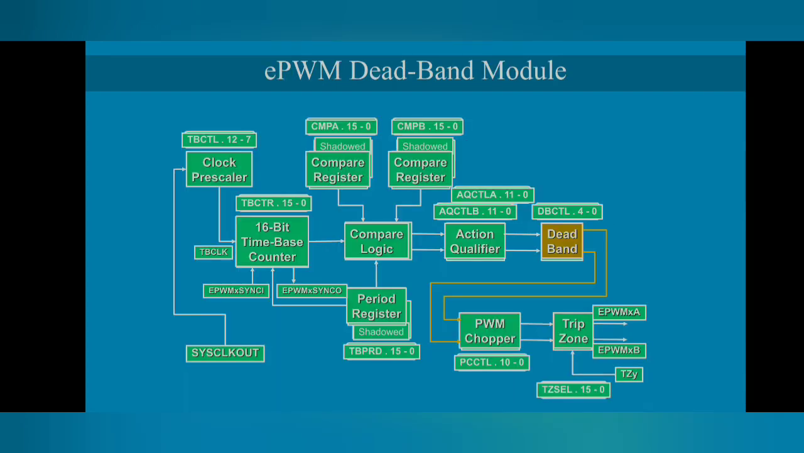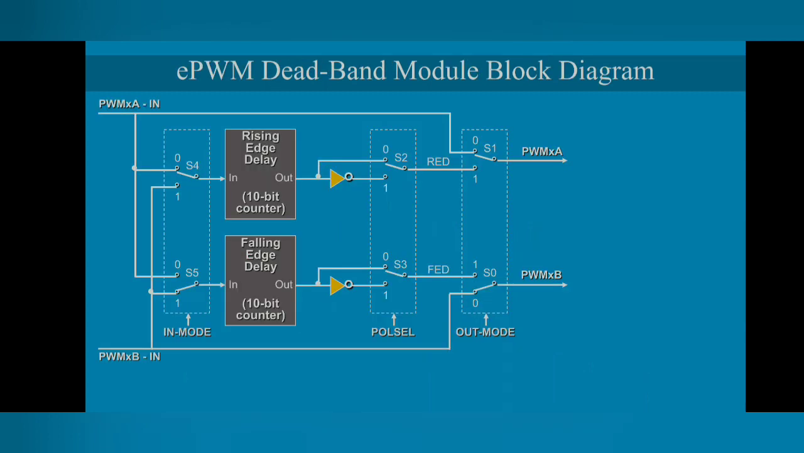For this, we are using the deadband module of the DSP processor. With the help of the deadband circuit, we are protecting our inverter from getting short circuited. This is the basic block diagram and the basic architecture of how the deadband, the ePWM deadband, is going to work.